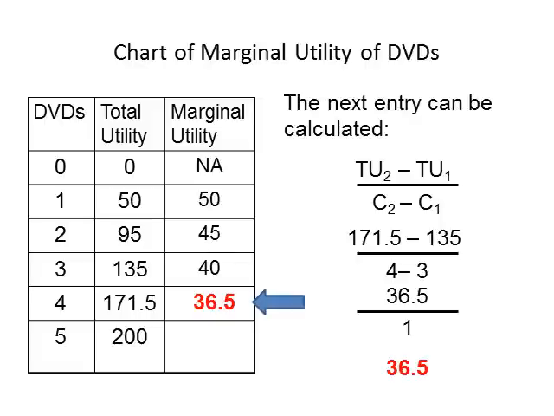Next, do the subtractions, which gives 36.5 in the numerator, the top number, and 1 in the denominator, the bottom number. Divide the numerator, 36.5, by the denominator, 1, which is equal to 36.5. Place 36.5 in the fifth row of the marginal utility column.